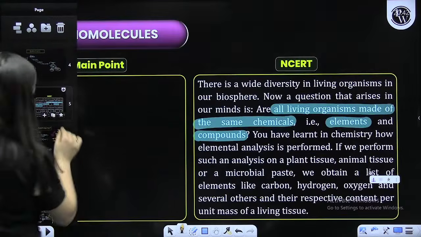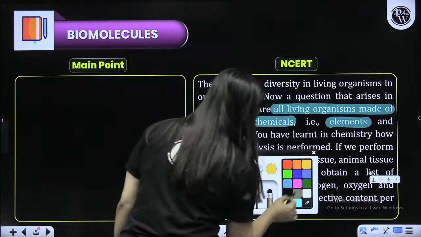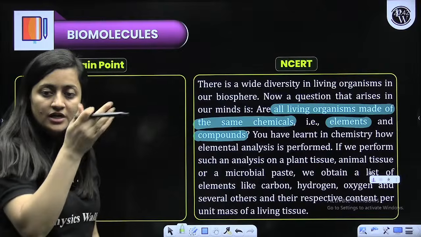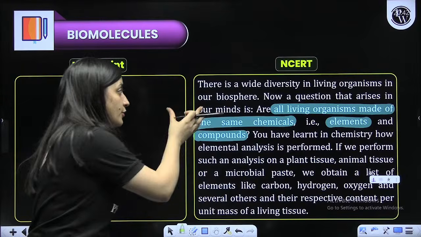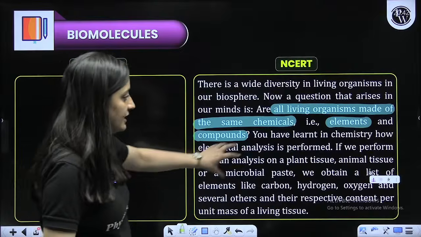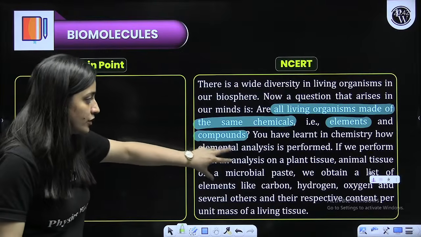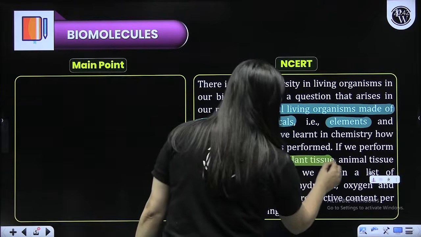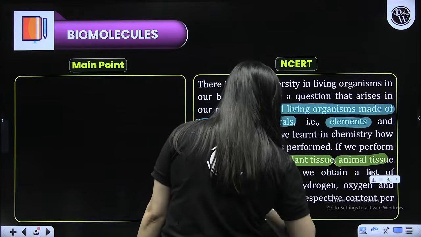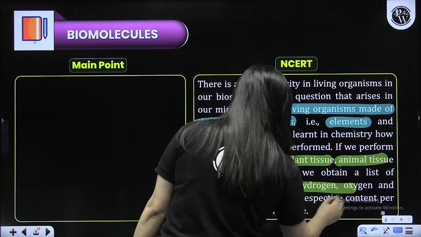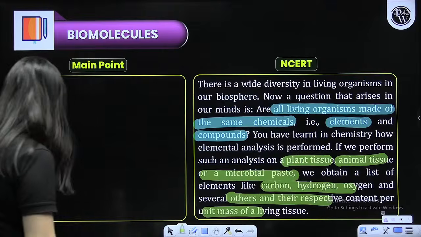So you can see here, again come to the NCERT, right? Let's discuss the NCERT part here. Whatever topics we are going to complete, we are going to revise from NCERT. So you can see element analysis is performed. If we perform that analysis on plant tissue, animal tissue or microbial paste, they are saying you will get a similar list. Right, that we will come to later.